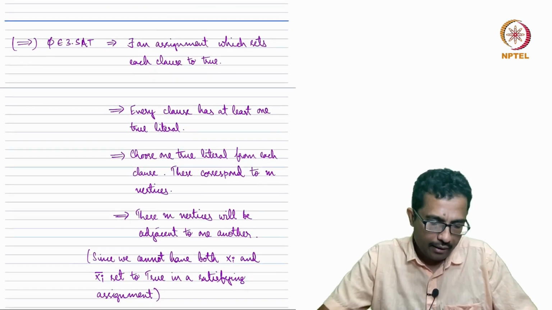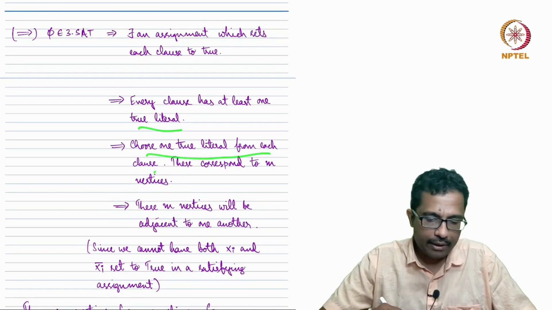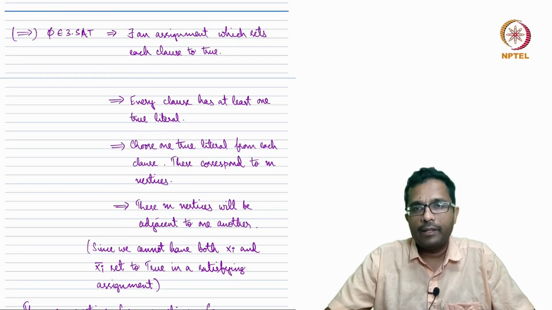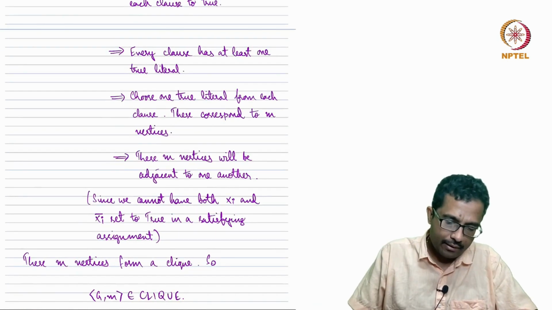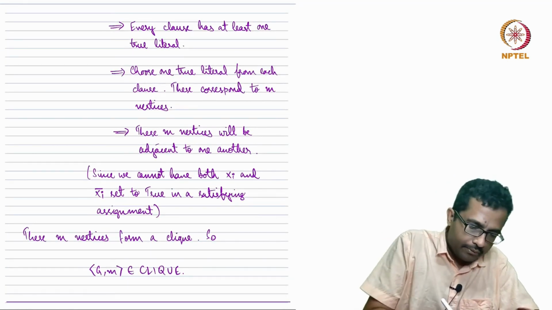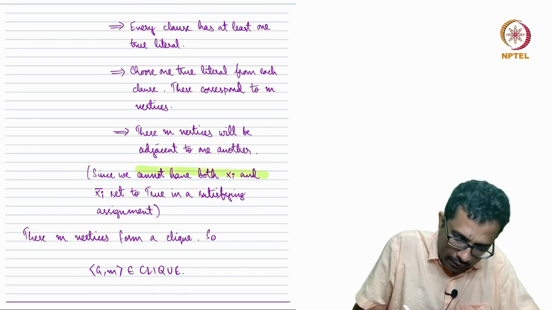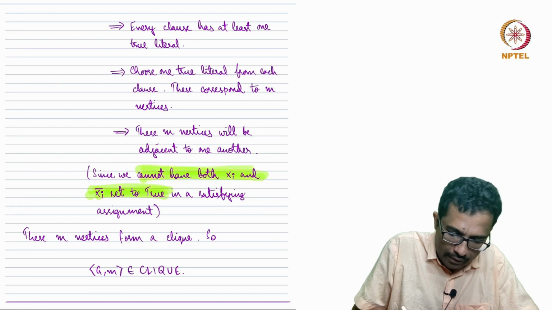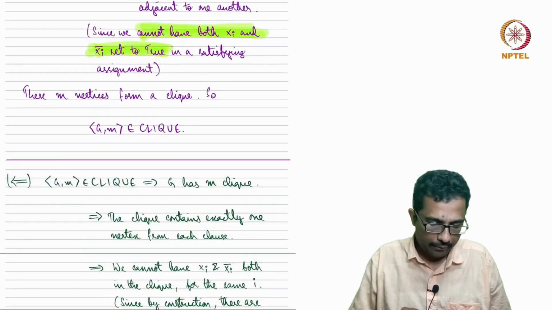Same thing here. So every clause has at least one true literal, and so we choose one true literal from each clause, and these correspond to m vertices because they are m clauses, and these m vertices will be adjacent because we cannot have both xi and xi complement set to true, right? This is a key thing, we cannot have both xi and xi complement set to true. Hence the graph has an m clique, right?